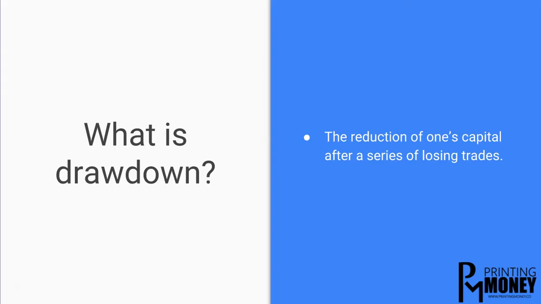What is a drawdown? A drawdown is the reduction of one's capital after a series of losing trades. Okay? So let's say you were on a winning streak. You just won your last 20 trades. And then all of a sudden you lose your next 8. Those 8 that you lost caused a drawdown in your account, okay? So let's say if we were looking at a price chart, after those 20 trades that you took were successful, you would be at a high. Then the following 8 ones, you would see that price drop, obviously, okay?